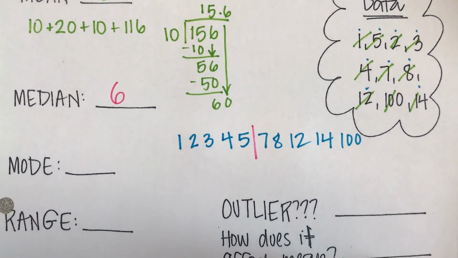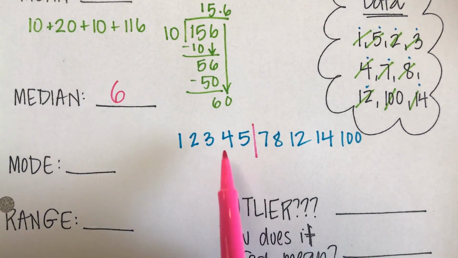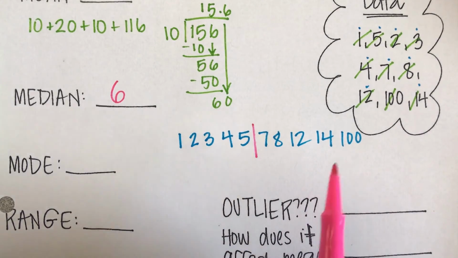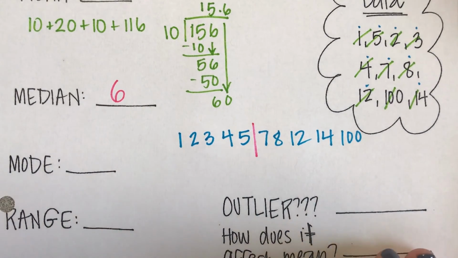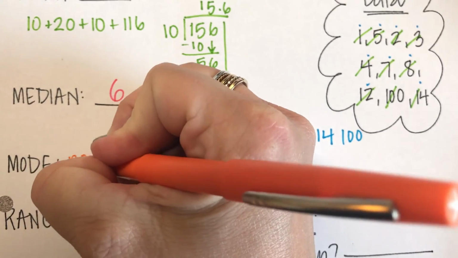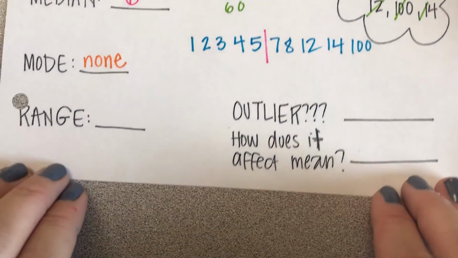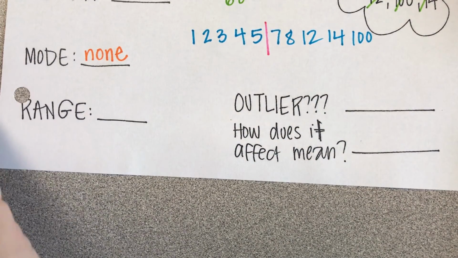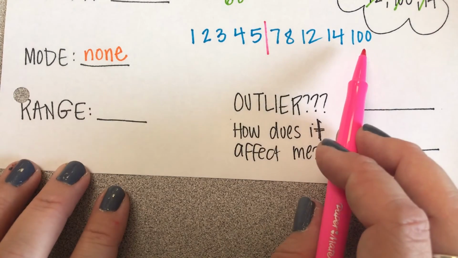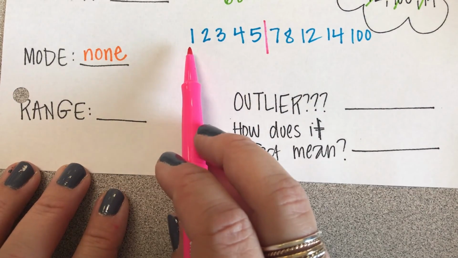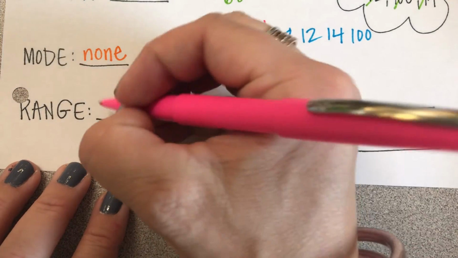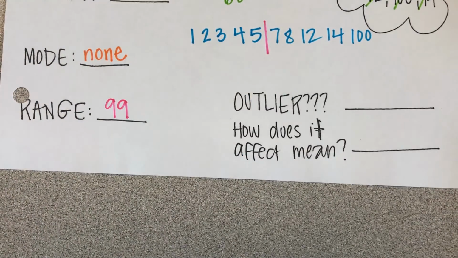And then let's talk about the mode. Was there any number that occurred more often than other numbers? There was not. So there is no mode, right? You can write none or no mode. Okay, we can't write 0 because 0 is a number and 0 isn't the mode, right? There is no mode. And then last, or almost last, is range. My biggest number is 100. My smallest number is 1. 100 minus 1 is 99.